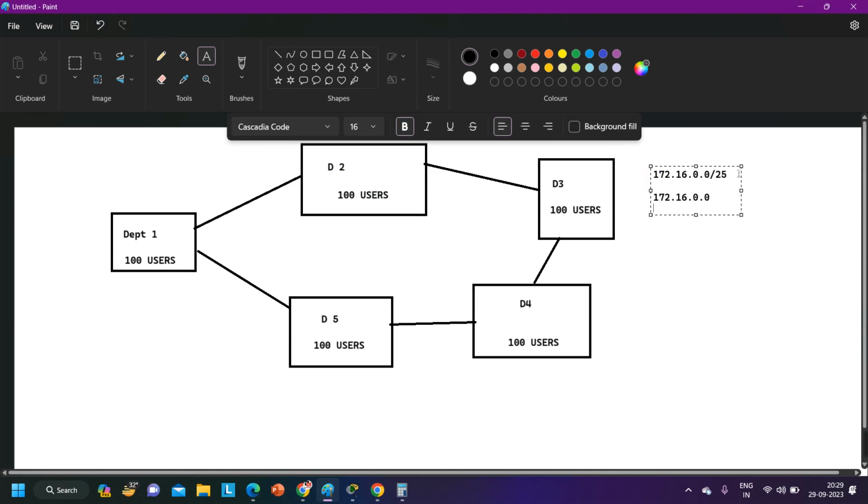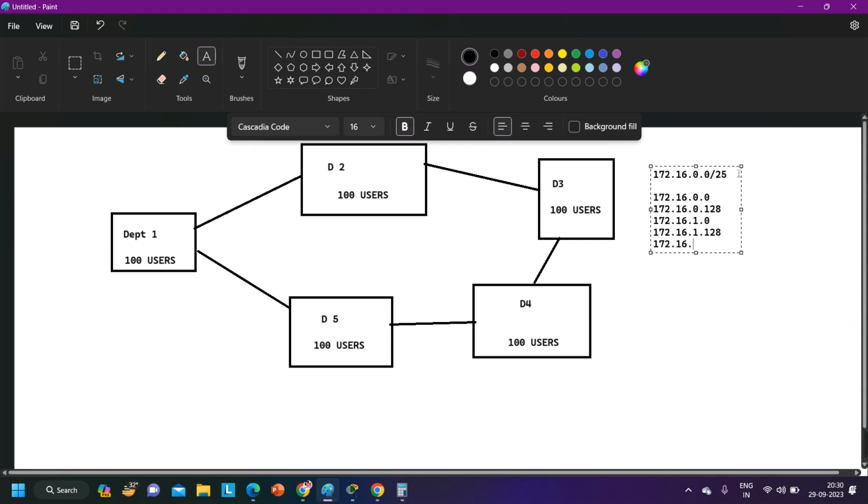0.0. Second network ID? 0.127. No, 128. Sorry, 128. Third network ID? 1.0. Yes, 1.0. Sorry. Then 1.128. And then 2.0.